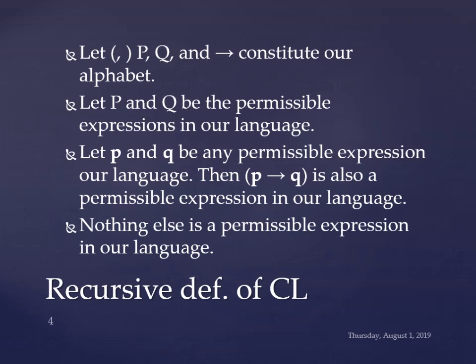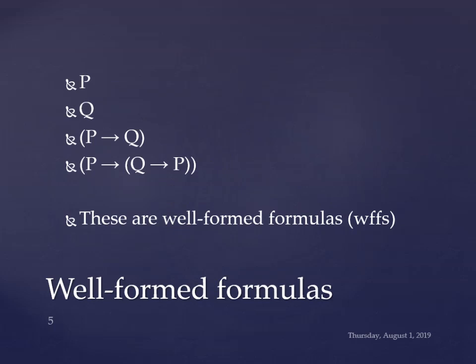We started out by specifying our alphabetic expressions, and then we specified a rule that allowed us to make the simplest expressions of the language possible. In this case, it was P and Q. Then we had some variables, little p and little q, that could stand in for any permissible expression that we could create with the language at all. Then P arrow Q is a permissible expression of the language, and nothing else is, right? Those that are permissible, that follow the rules of the recursive definition, are well-formed formulas, and we talked about some examples. Those up there are all examples of well-formed formulas. They all obey the rules.